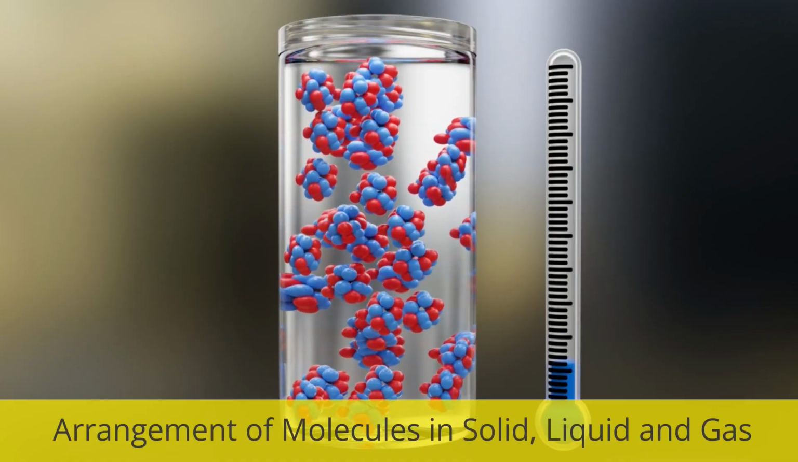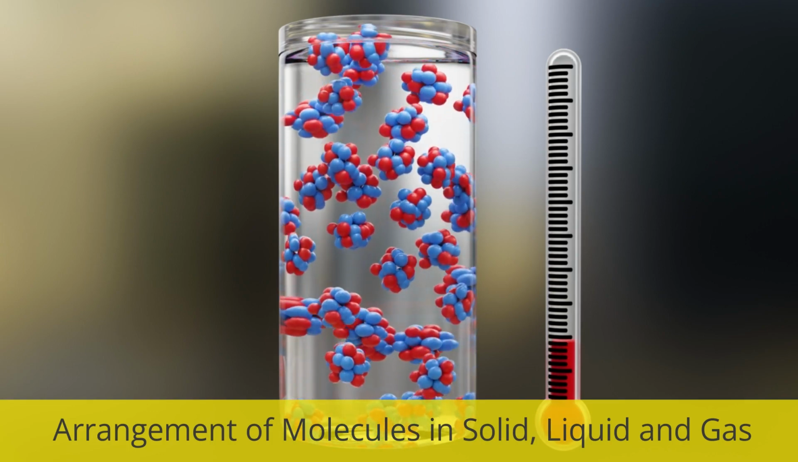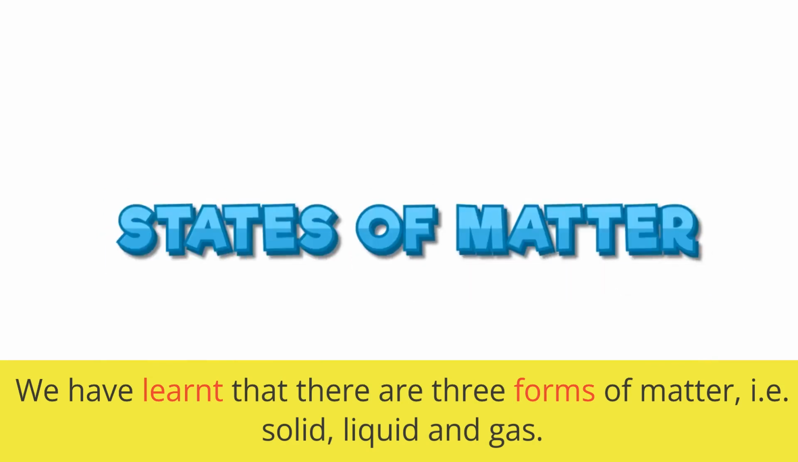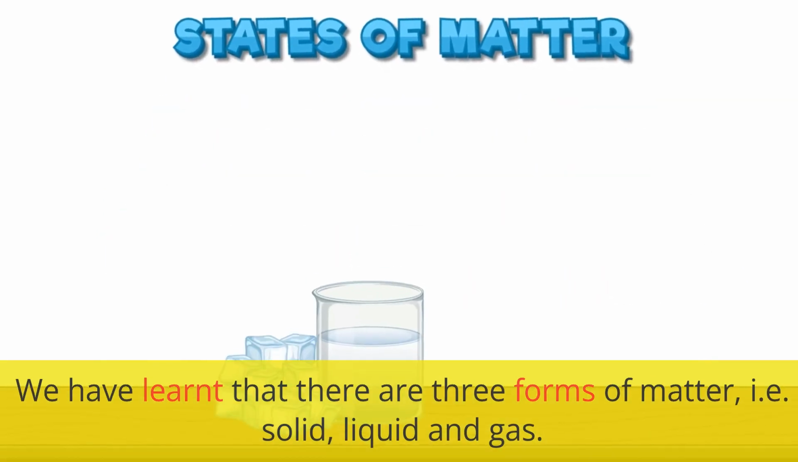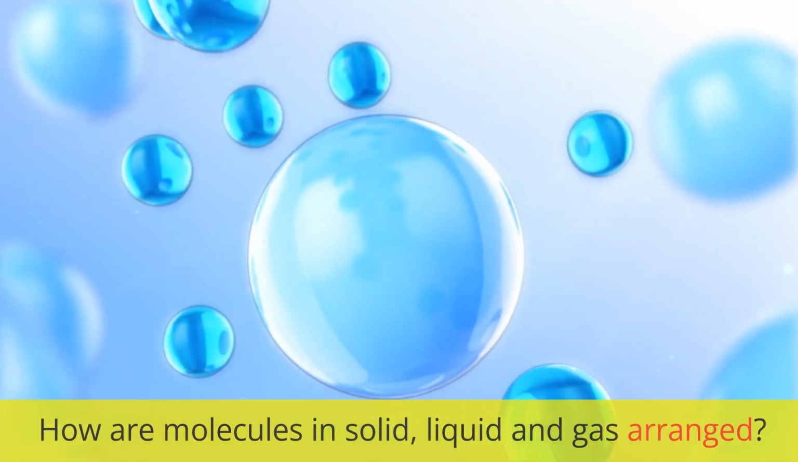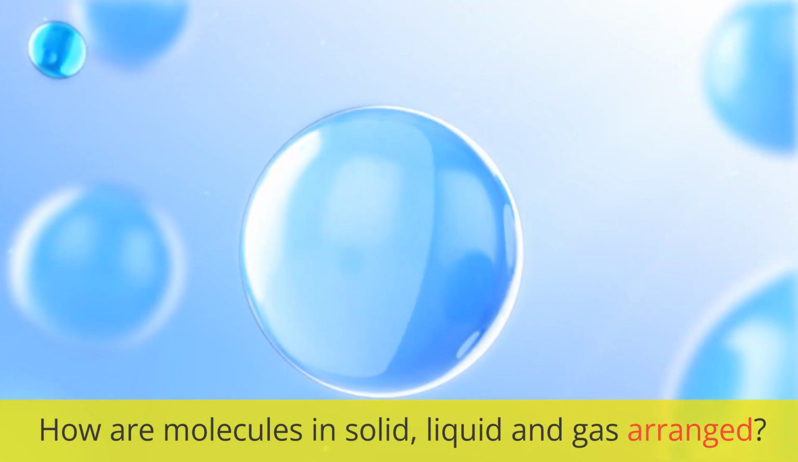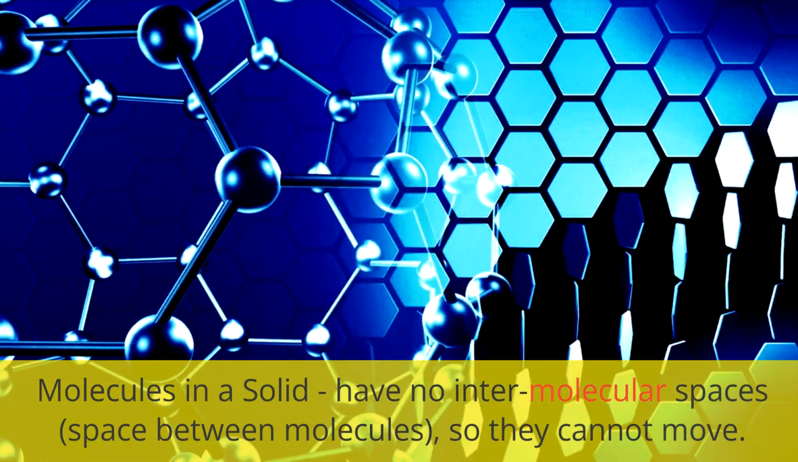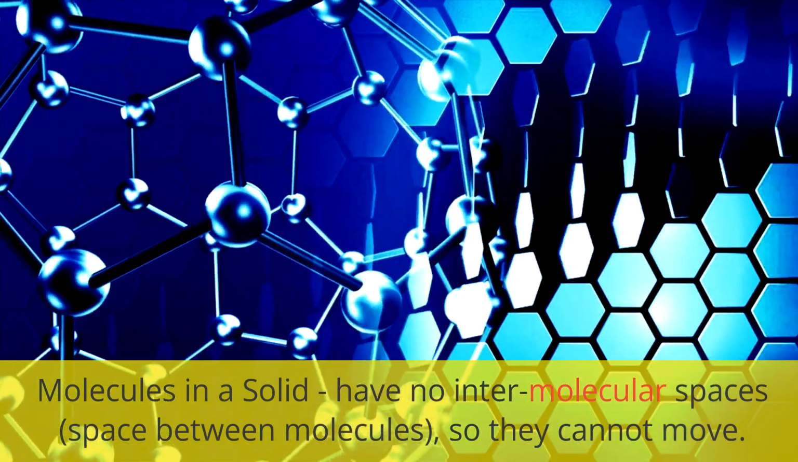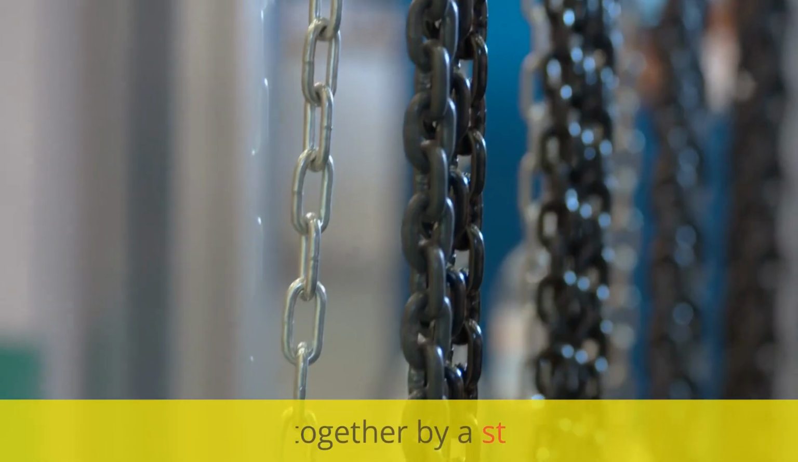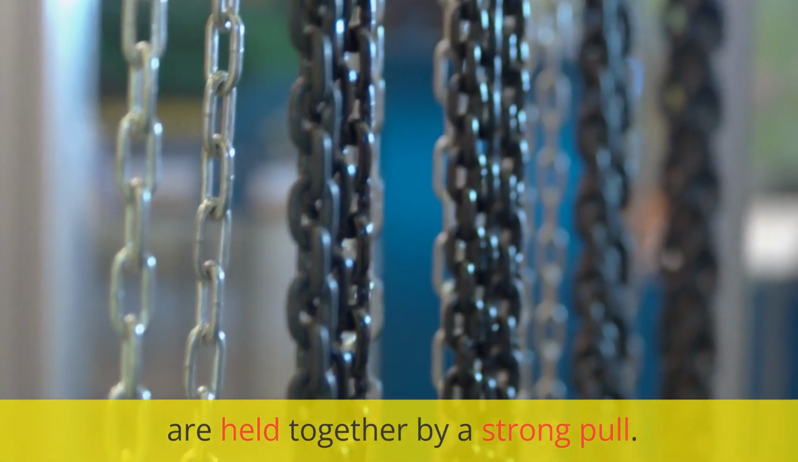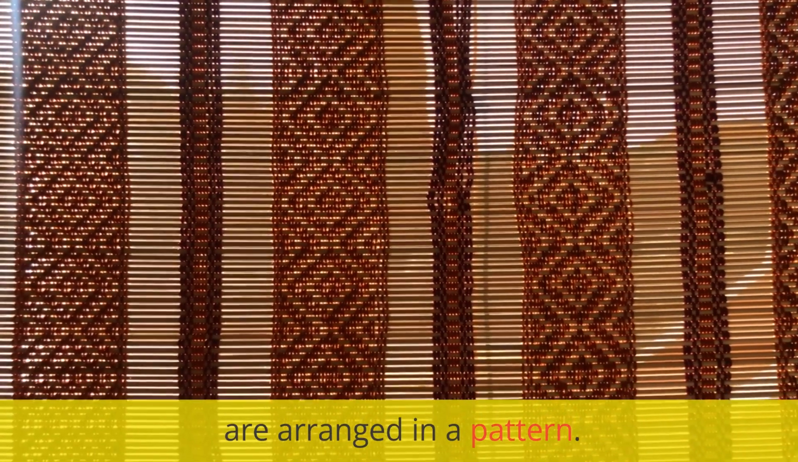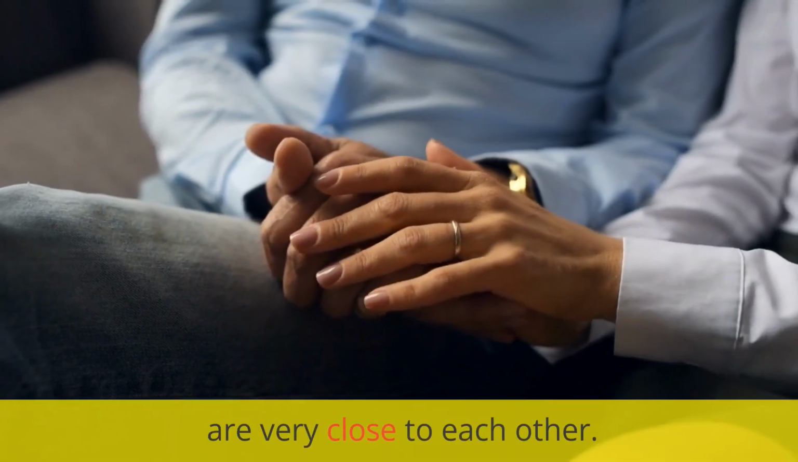Arrangement of molecules in solid, liquid, and gas. We have learnt that there are three forms of matter, i.e. solid, liquid, and gas. How are molecules in solid, liquid, and gas arranged? Molecules in a solid have no intermolecular space between molecules, so they cannot move, are held together by a strong pull, have a fixed shape and volume, are arranged in a pattern, and are very close to each other.